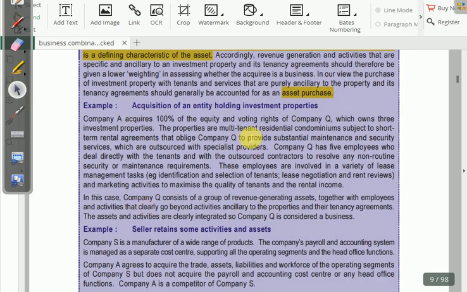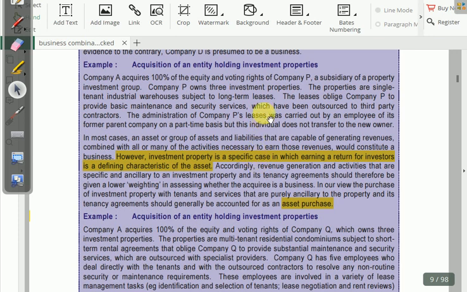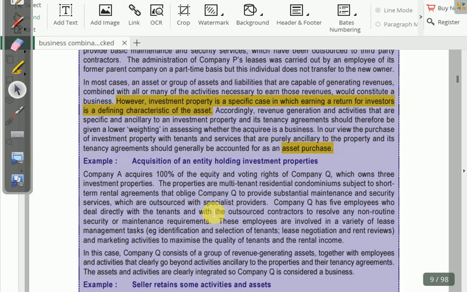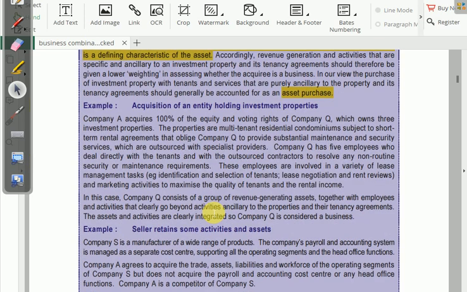Acquisition of an entity holding investment properties. Now, this P company was silently managed. There was no active involvement of the owners. They just appointed a single part-time employee, and that person is managing the maintenance and other ancillary or incidental services. But the next case is something different. We can see this person is managing the whole show.